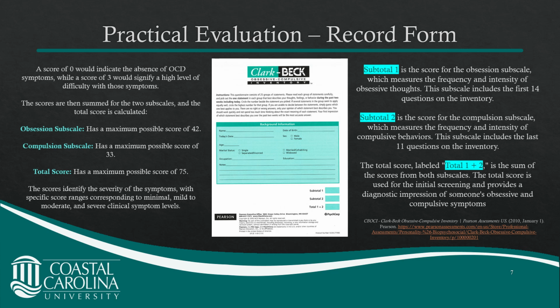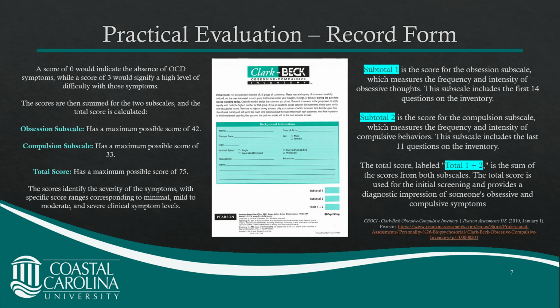So for example, you keep hearing me say the scales are graded from 0 to 3, and what that means is a score of 0 would indicate the absence of OCD symptoms, while a score of 3 would signify a high level of difficulty dealing with those symptoms.